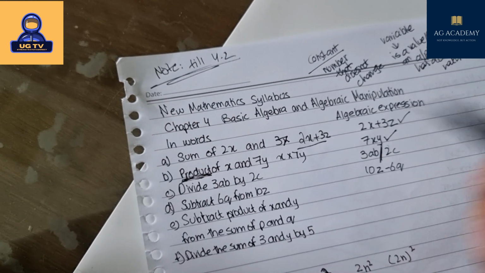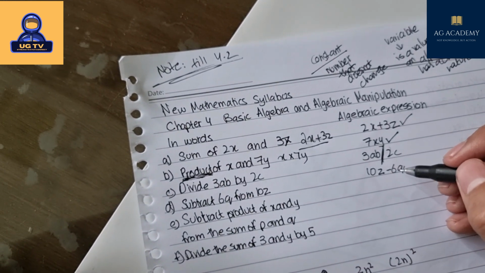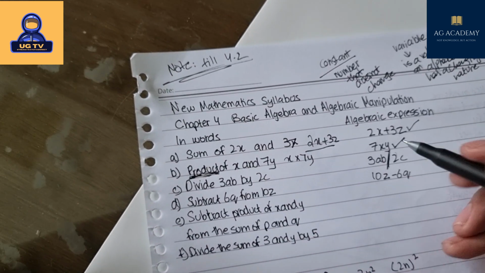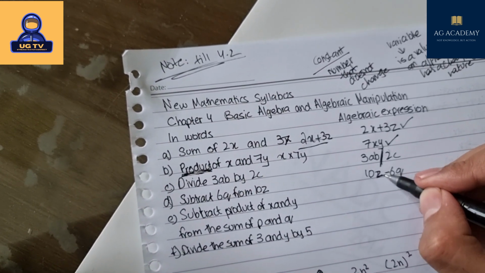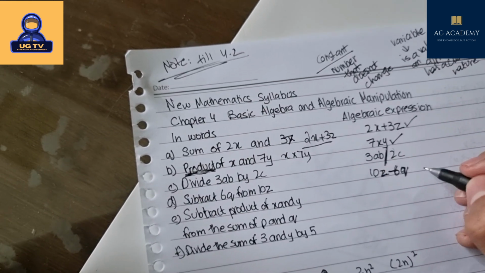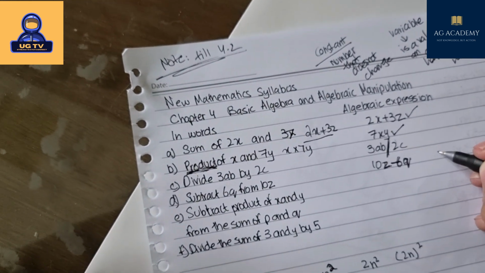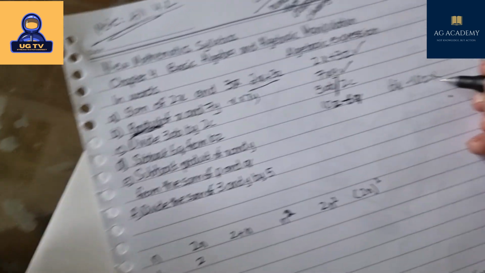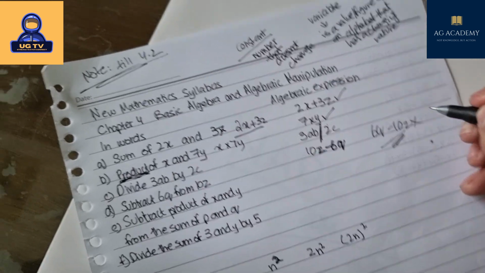Subtract 6 cube from 10z. Again, a very simple form. But make sure that it says subtract 6 cube from 10z, so it's 10z minus 6 cube. The common mistake you can make here, if you're not paying attention, is writing 6 cube minus 10z. This is wrong. Make sure you don't write this.